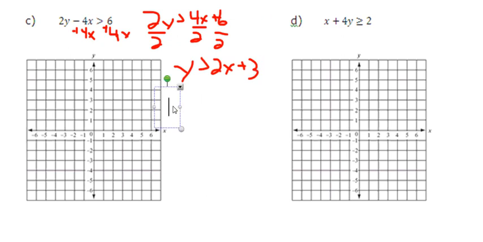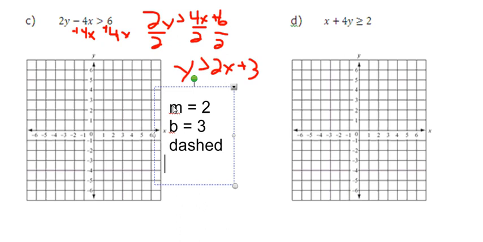So again, think about what I have, right? I know my slope is 2. My y-intercept is 3. Because it's greater than, and it doesn't have an equal with it, I know it's a dashed line. And since it's greater than, I know I'm shading above the line.